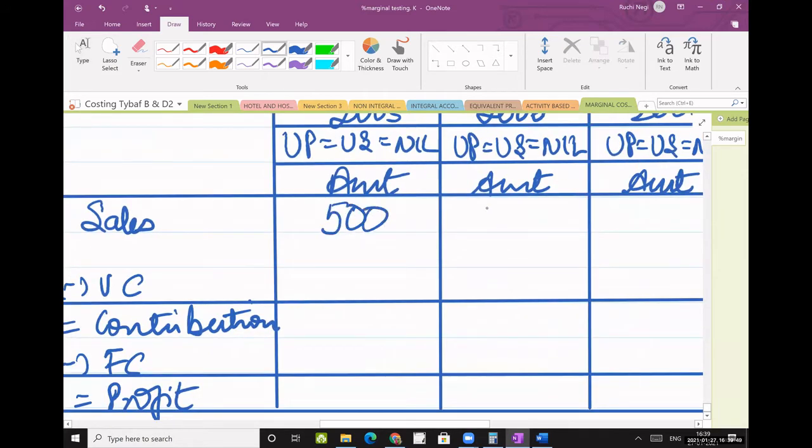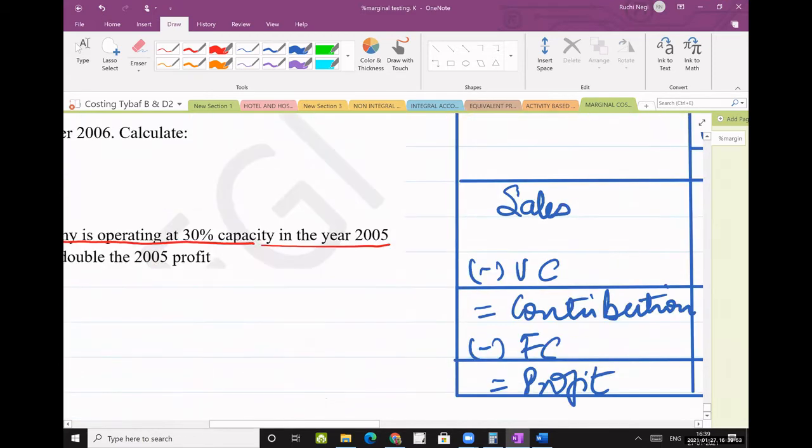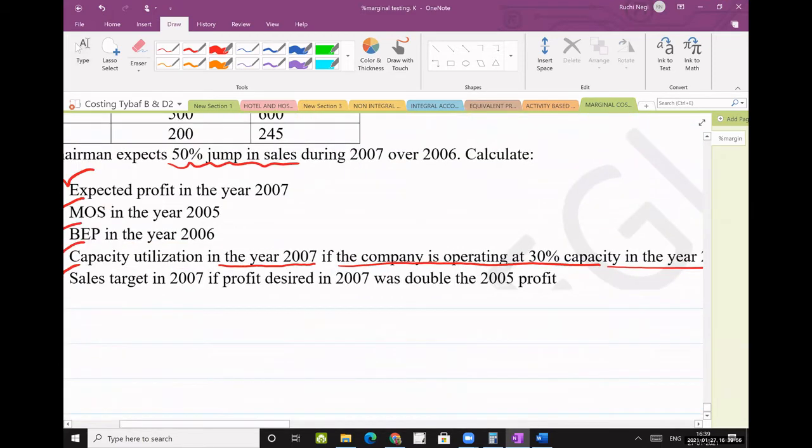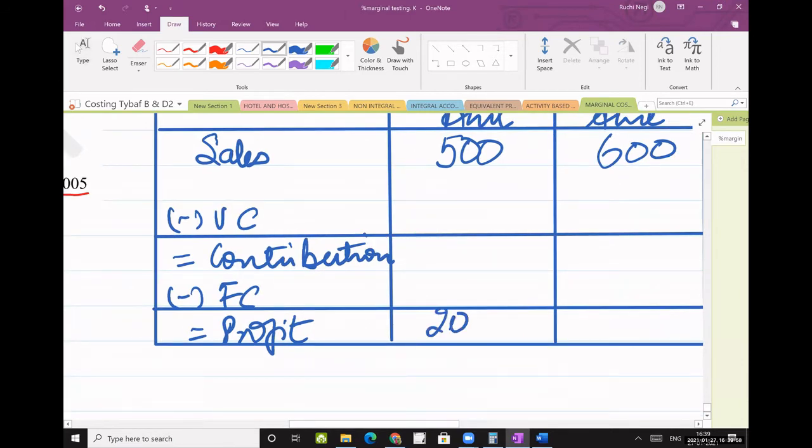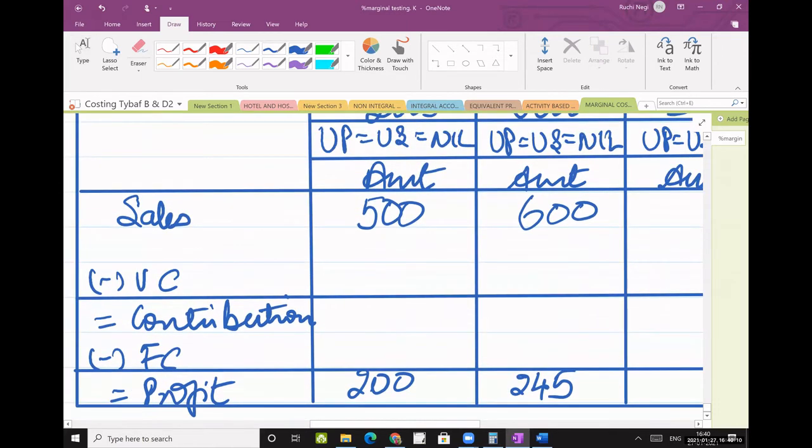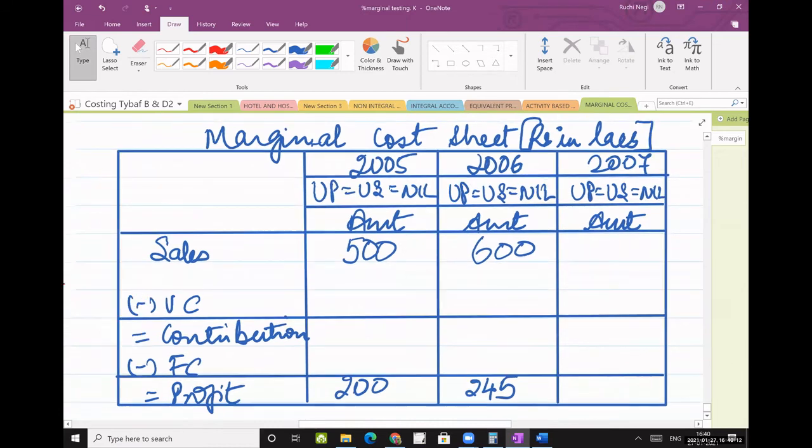500. It's in lakhs. 600. This is also in lakhs. Profit is how much? 245 and 200. So write here 200 and 245. ठीक है. 200 and 245. Correct? So if you remember, this is type 2 sum. This is type 2 का question. ठीक है.